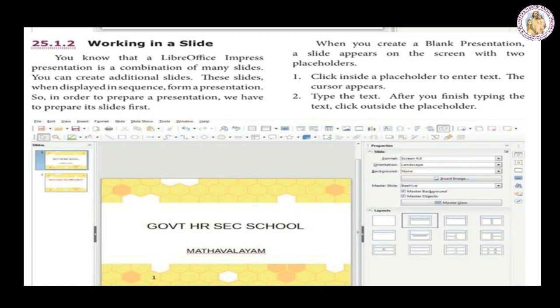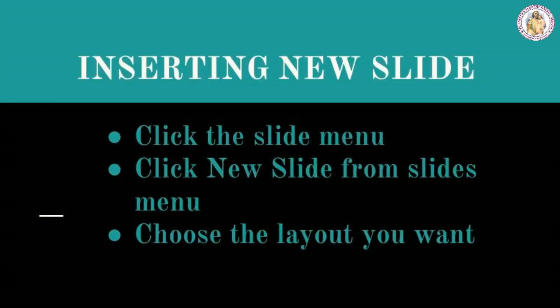When you create a blank presentation, a slide appears on the screen with two placeholders. Click inside the placeholder to enter the text and the cursor appears. Type the text. After finishing typing the text, click outside the placeholder. Then, inserting new slides.